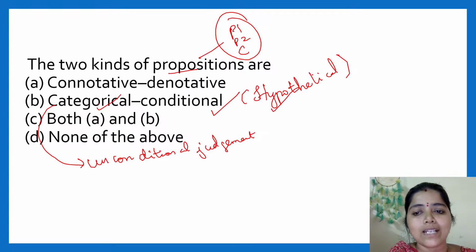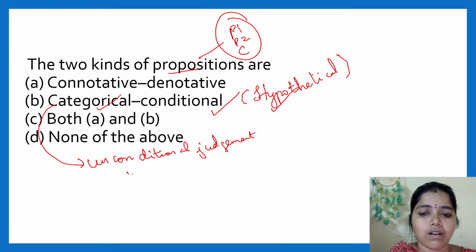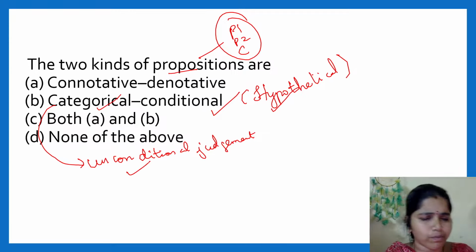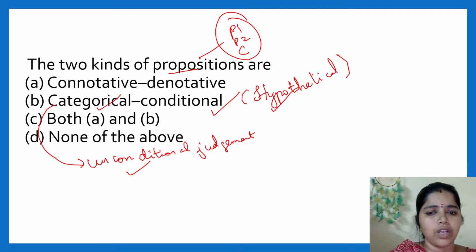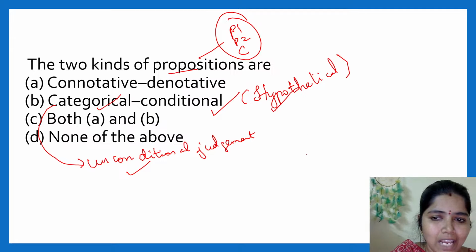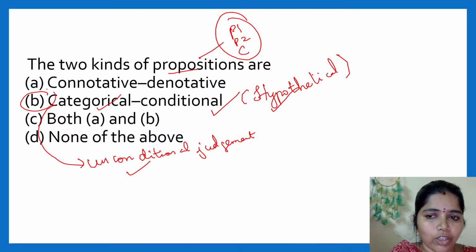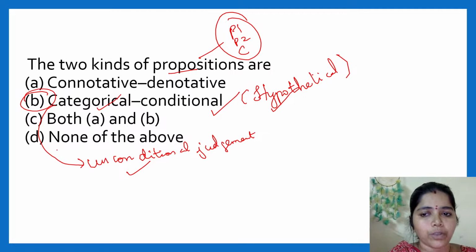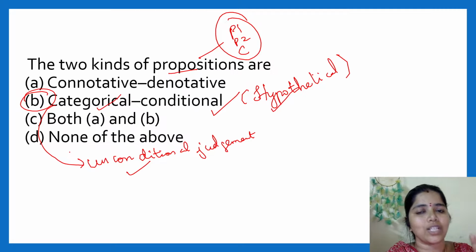When I say it's a categorical proposition, it is based on unconditional judgments. There is no condition imposed over the proposition, so this we call unconditional. In the upcoming slides, we will be concentrating only on categorical propositions. Categorical proposition and conditional proposition are the two types of proposition.